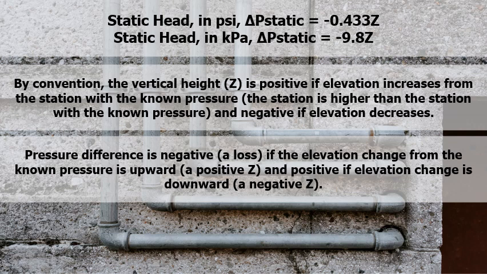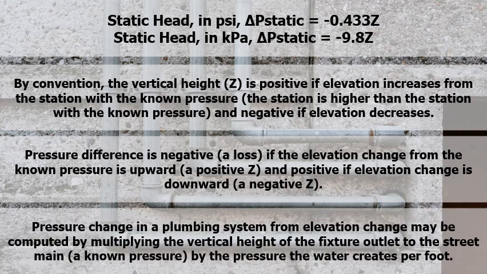Pressure difference is negative, or a loss, if the elevation change from the known pressure is upward, or a positive Z. And pressure difference is positive if elevation change is downward, or a negative Z. Pressure change in a plumbing system from elevation change may be computed by multiplying the vertical height of the fixture outlet to the street main, which has a known pressure, by the pressure the water creates per foot.